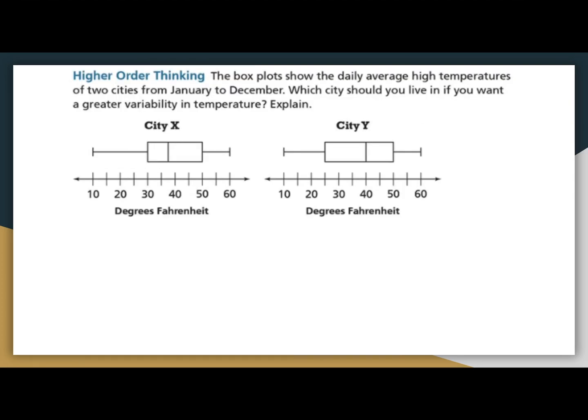All right, let's go into our last problem here. So higher order thinking. The box plot shows the daily average high temperatures of 2 cities from January to December. Which city should you live in if you want a greater variability in temperature? And it wants us to explain. All right, I'll give you guys about 1 minute to pause this, think about this for yourself, and then I'll go over it.